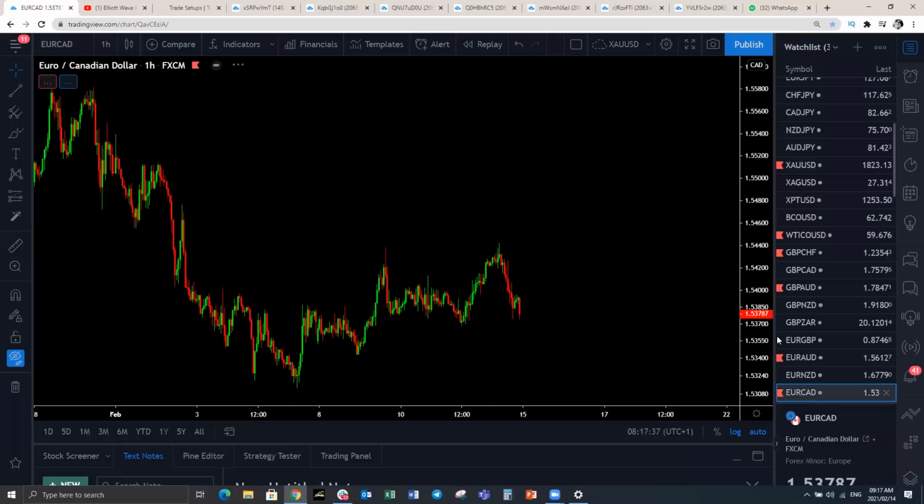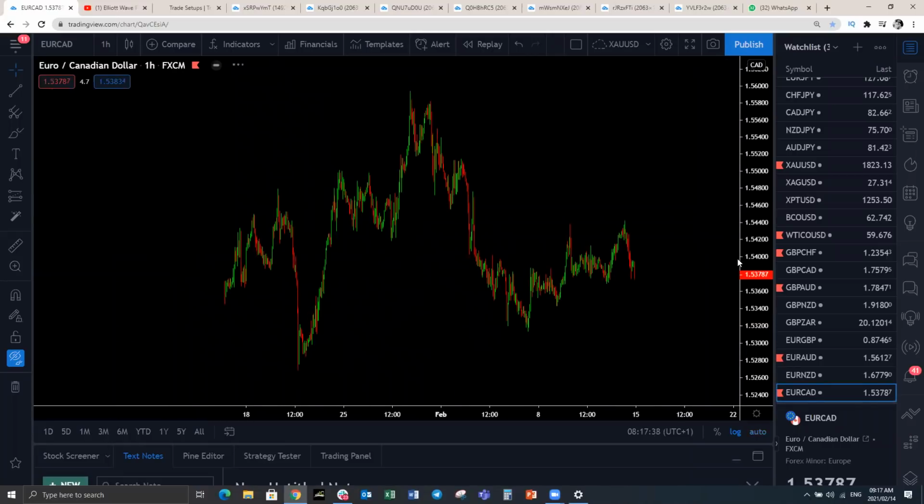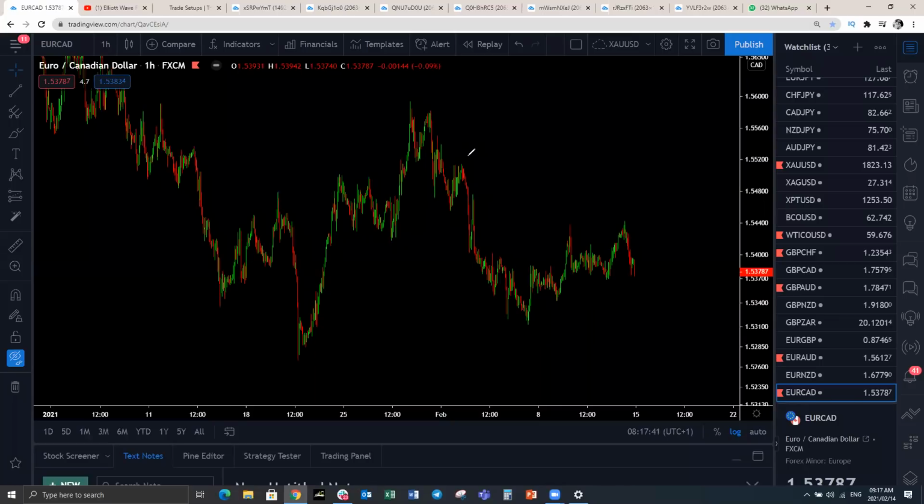EURCAD. So EURCAD, we still have a trade setup on EURCAD that we took from here. It is now pulling back as follows. Is this a three-wave structure? We're going to see EURCAD continue to the downside to eventually hit the target.